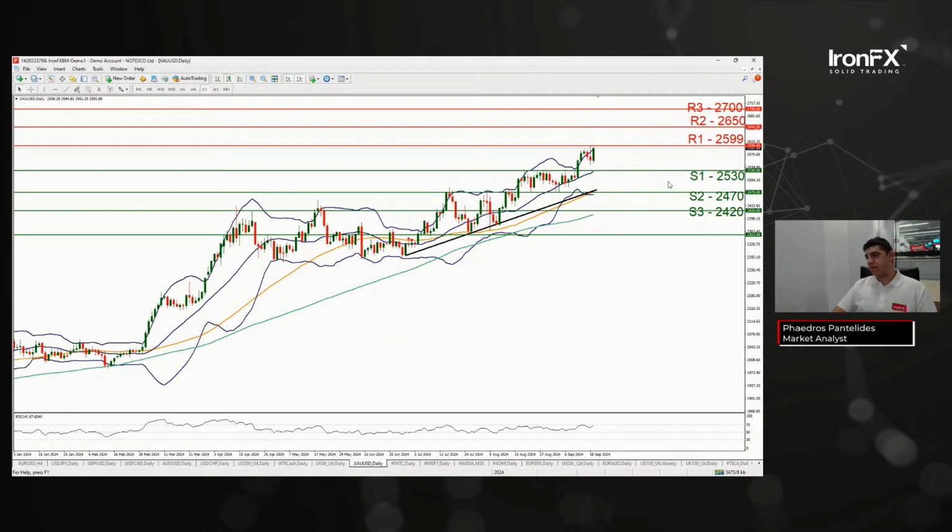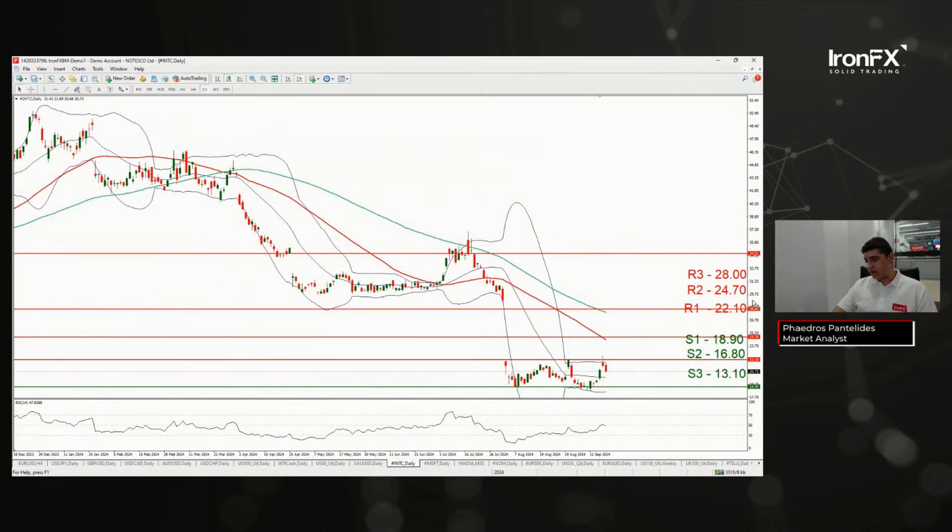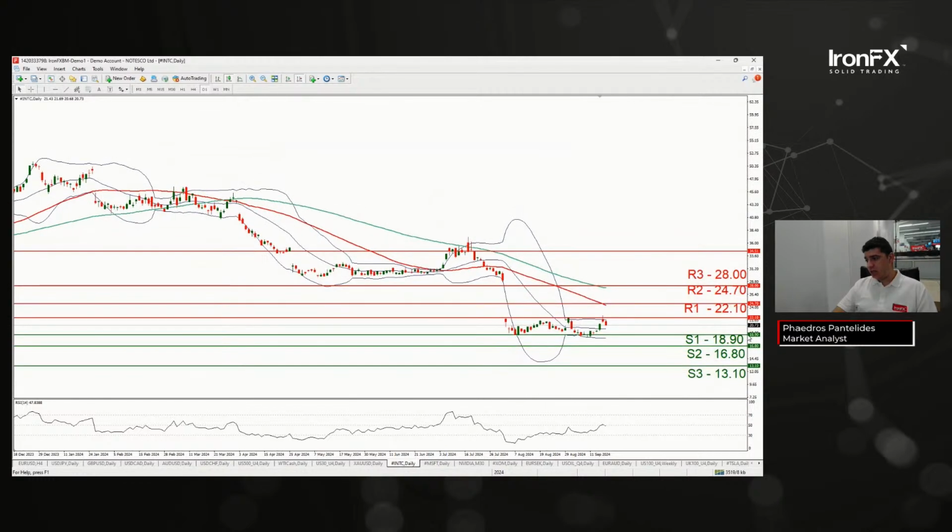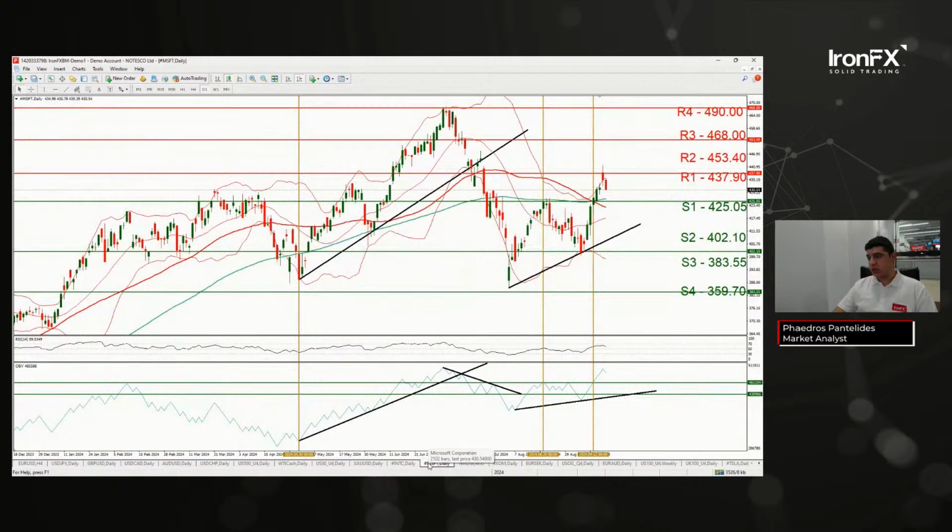Support is at 2,530 as 2,470. So essentially these text labels that you can see on your screen, support and resistance, support in green, resistance in red, breaks above 2,499. Potential target for the bulls could be 2,650. Until the stock price, sideways fashion between $18.90 per share and $22.10 per share, support and resistance.